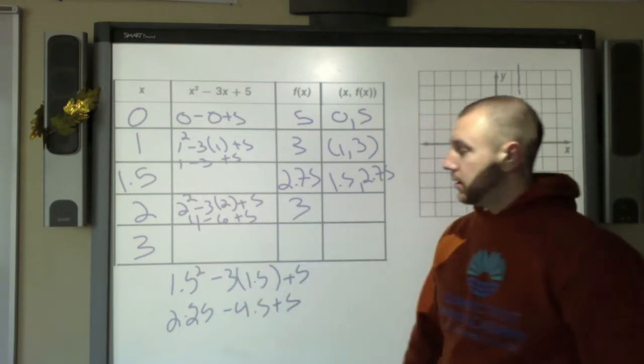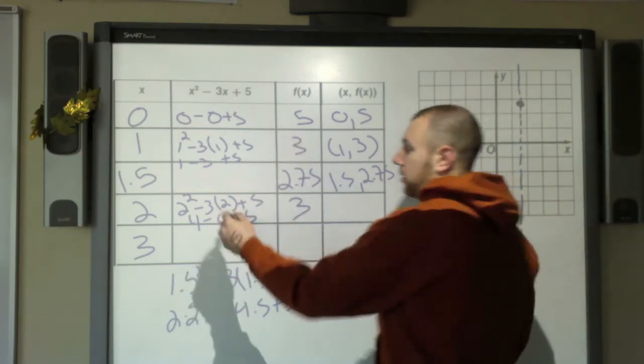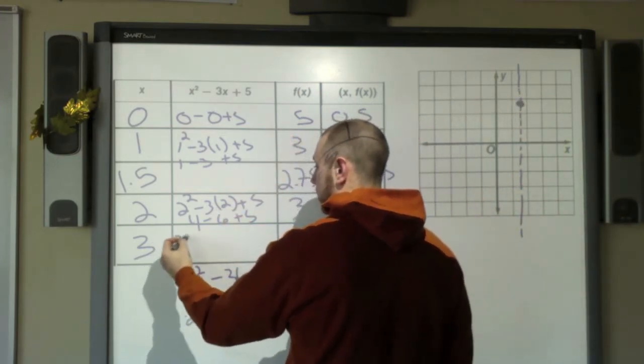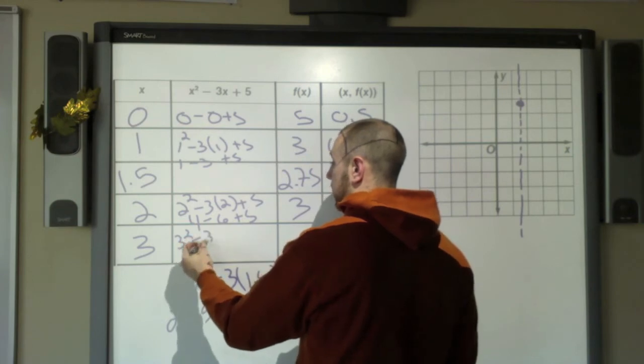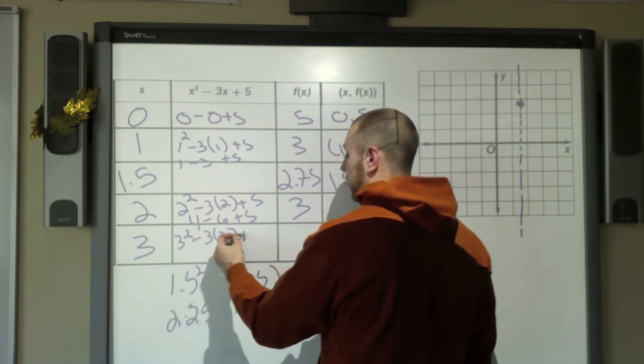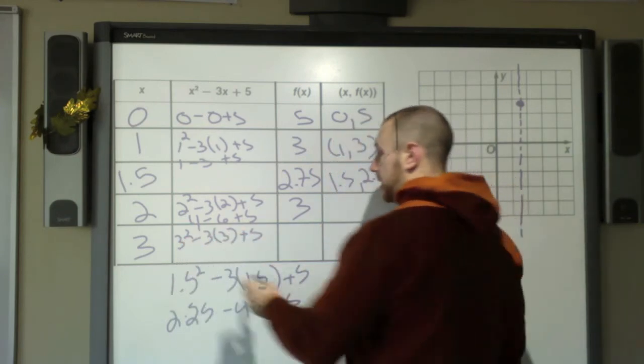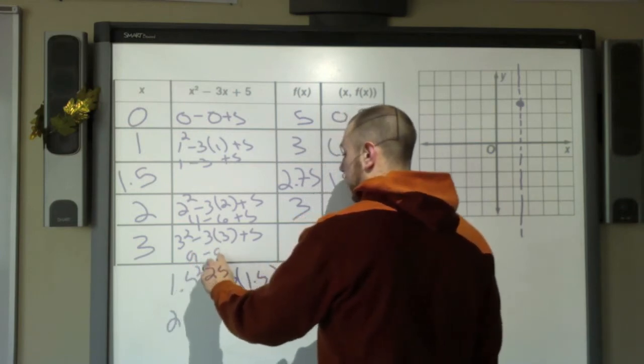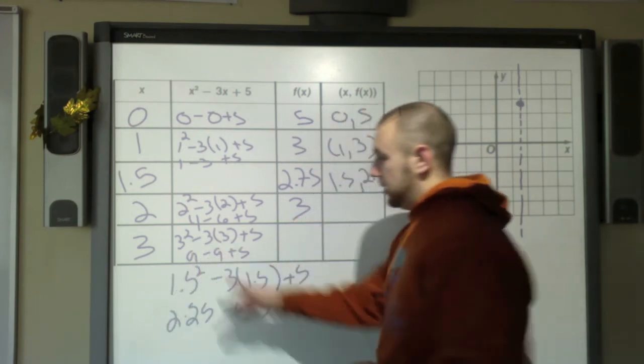3 squared minus 3 times 3 plus 5. 3 squared is 9 minus 9 plus 5. 9 minus 9 is 0, plus 5 is 5.